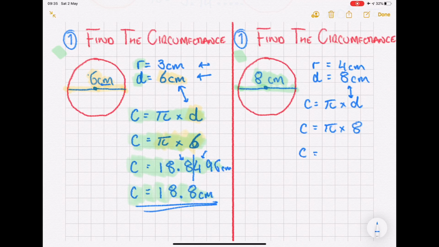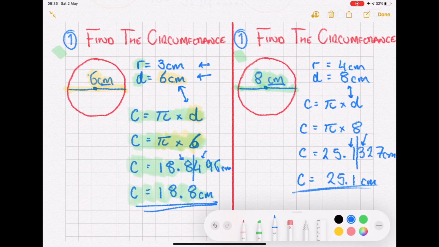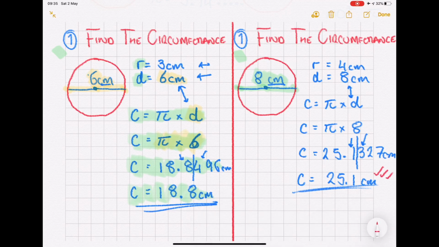And if we do that, we end up with 25.1327 centimetres. And we know it's centimetres because our diameter is in centimetres. Okay, we said we're doing everything to 1 decimal place. So let's cut it off there and see if this number is 5 or larger. It isn't, so this number stays the same. So our circumference is 25.1 centimetres. And that's our final answer. If you got that, fantastic, well done. Give yourself some ticks for that.